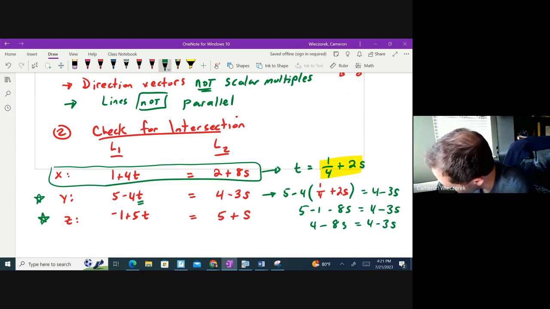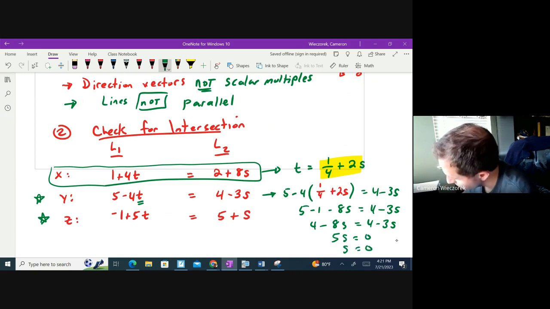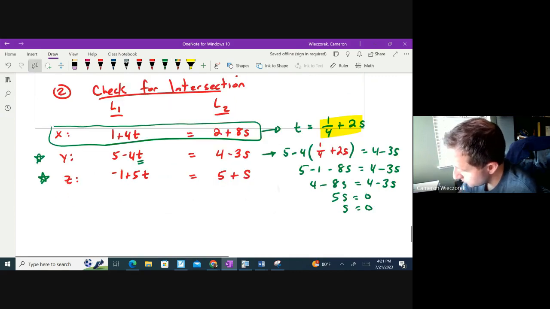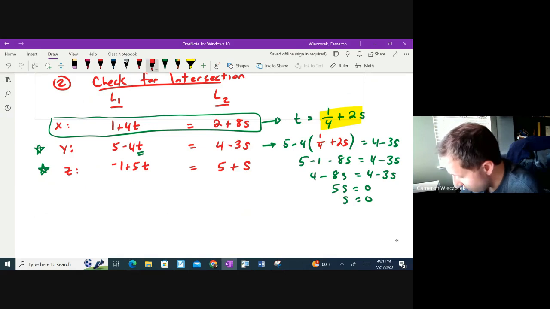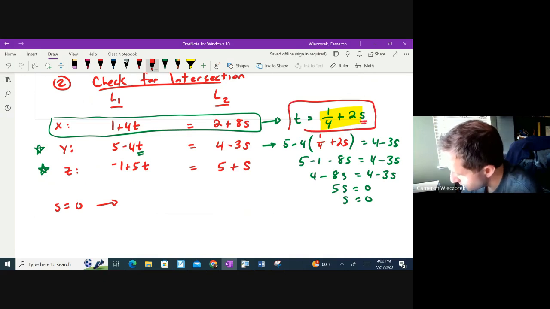I'm going to add 8s to both sides and subtract 4 from both sides. So we end up getting 5s equals 0. So we actually get s equals 0. Okay. So when s equals 0, now we need to know what t is equal to. If we plug back in here for t, if s equals 0, then t equals 1/4.